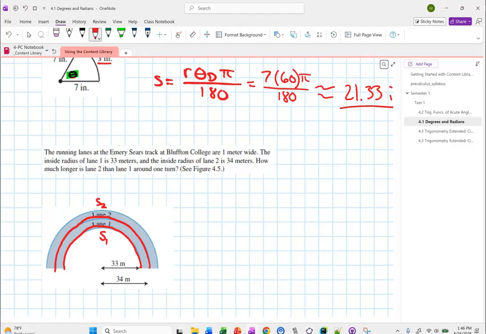So the question asks, how much longer do I run in lane 2 than lane 1? So what I'm looking for is the difference between those two distances. Does everybody feel okay so far? Okay.